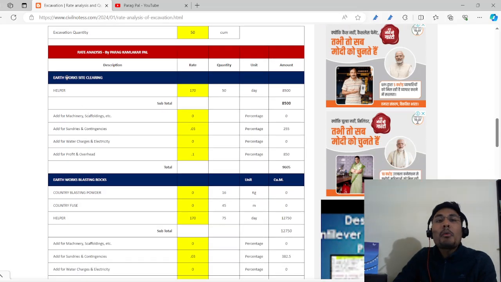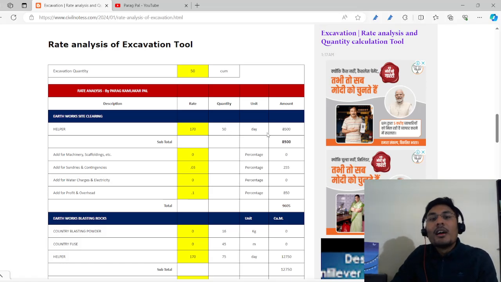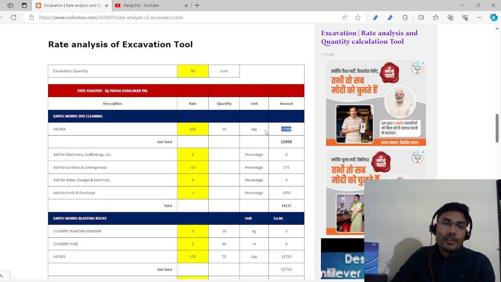There are different types of excavation categories I have made, such as the first one, earthwork site clearing. If there is a requirement that you need to clear your site, if you have your land area and you need to clear your site, how many helpers will be required? You can easily calculate that from this tool. You require 50 helpers a day, and it will be charged 8,500 rupees. You can just consider the 50 helpers or you can consider the cost. What I personally suggest is to enter your own rate here for the helper, say 250 rupees, and this will be the charge for that.